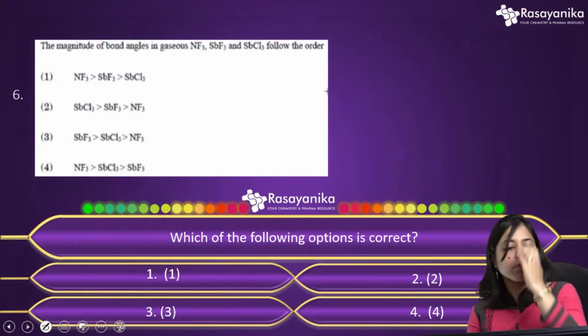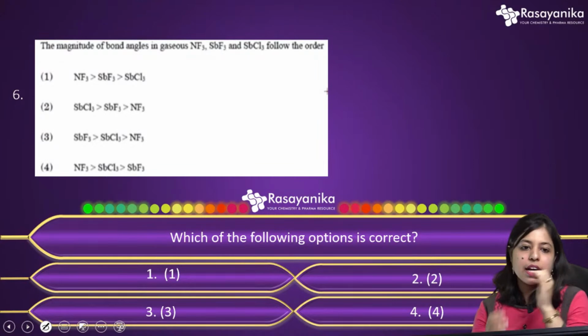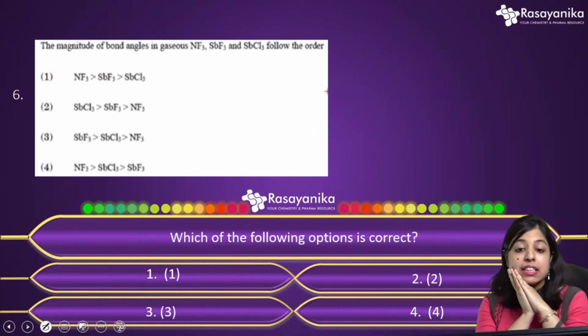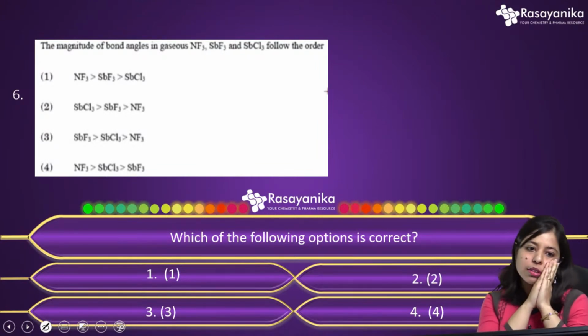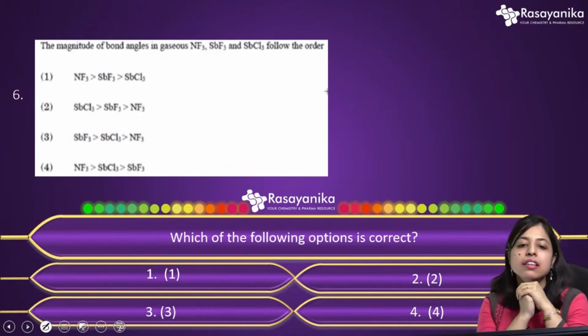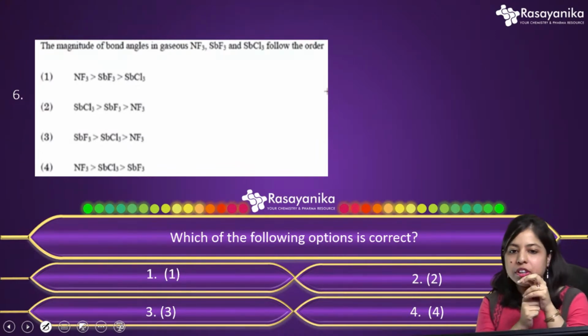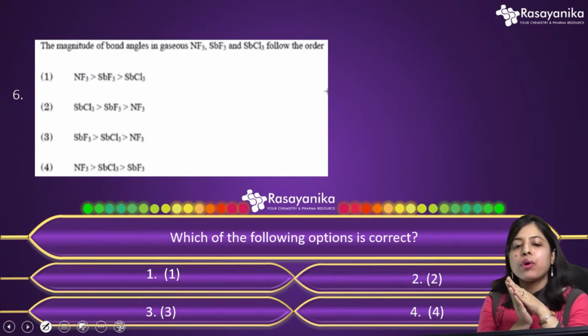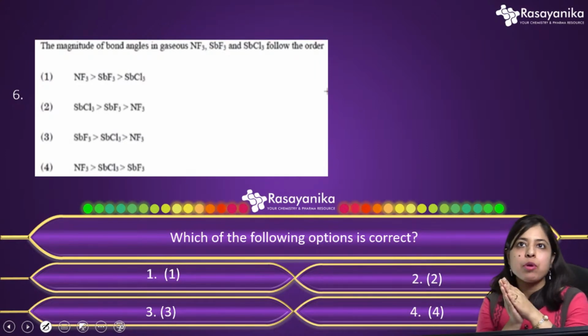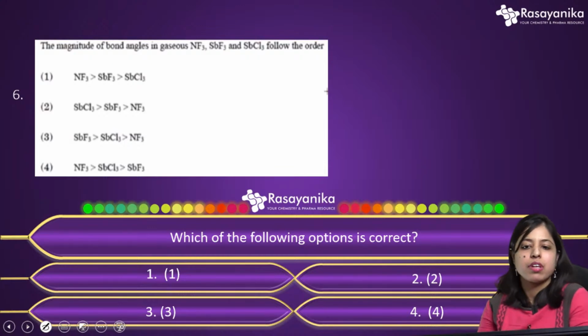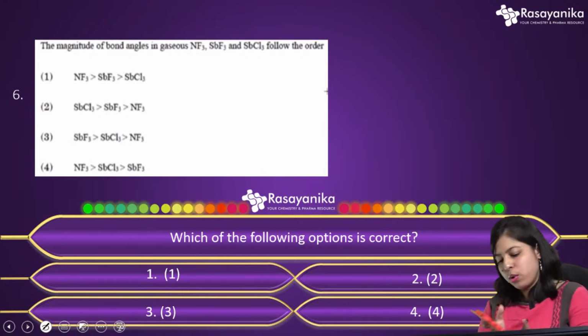Yeah, so this is question number 6. Again it is from your inorganic chemistry, and this is basically from your group chemistry. Okay, so the magnitude of bond angle in gaseous NF3, that's nitrogen trifluoride, SbF3, that is antimony trifluoride, and SbCl3, that is antimony trichloride, follows the order. So which is the correct order? You need to follow this, and you have to say which is the correct option. Anyone who wants to write the correct option?